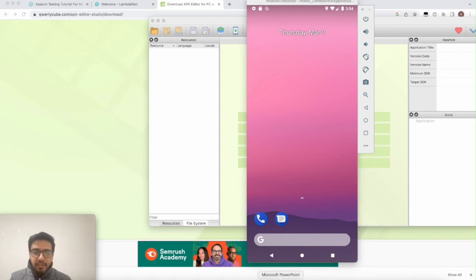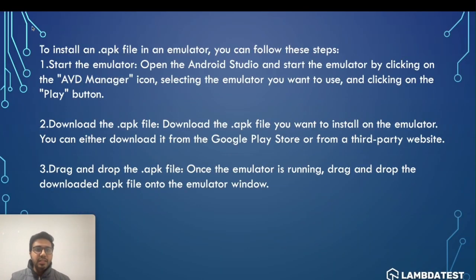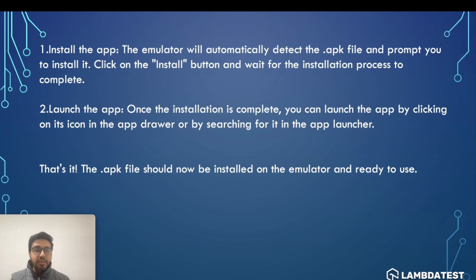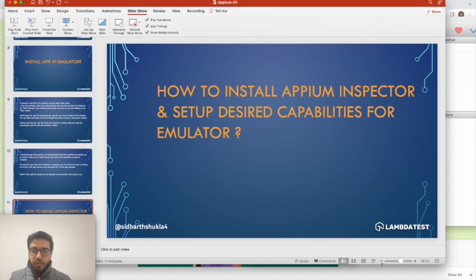So let's go back to our next slide over here. So our next slide is this one. We have covered how we can install and everything. Right, now we are going to learn how to install Appium Inspector and set up desired capabilities for the emulator. This is one of the more important things. So now we are going to install Appium Inspector. Right, then we are going to set up the desired capabilities for our emulator, and we try to open our emulator from the inspector. Right, then only you can identify your elements. So how we are going to do that, let me show you the entire demo.